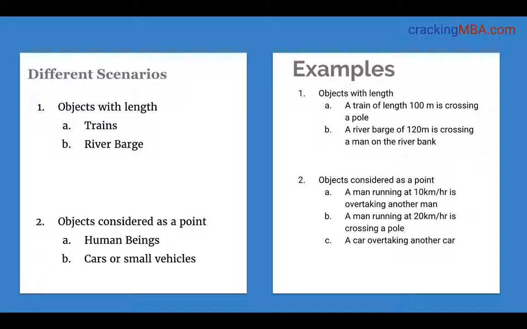Some examples of objects with length include a train of length 100 meters crossing a pole, or a river barge of 120 meters crossing a man on a river bank. A pole and a man are considered as points. Objects considered as a point, as we discussed, include a man running at 10 kilometers an hour and overtaking another man, a man running at 20 kilometers an hour and crossing a pole, or a car overtaking another car. These are considered points without much of a length. We don't consider the length of the car in such numericals because the length is too insignificant.